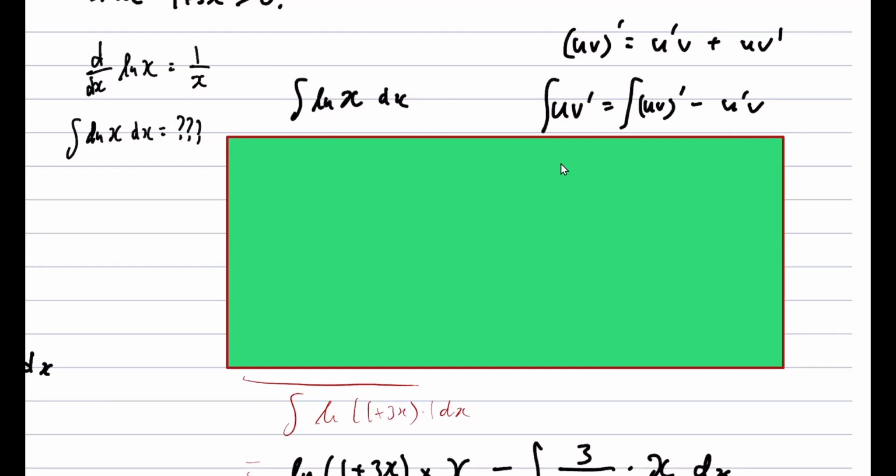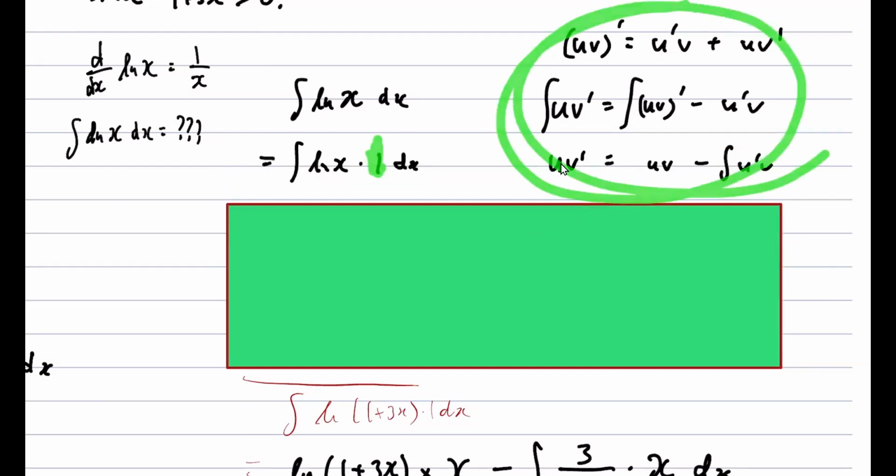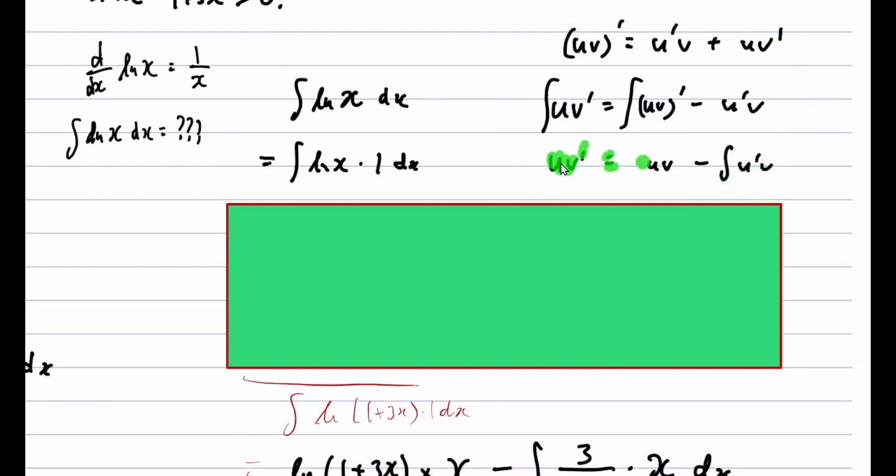What you need to do here is to know this trick. ln x cannot be integrated on its own. You need a partner. You need to realize that ln x is actually just 1 times ln x. Can you see that? ln x times 1. This is the derivation of integration by parts, with the partner times 1. You just need uv prime equals uv minus integral u prime v.